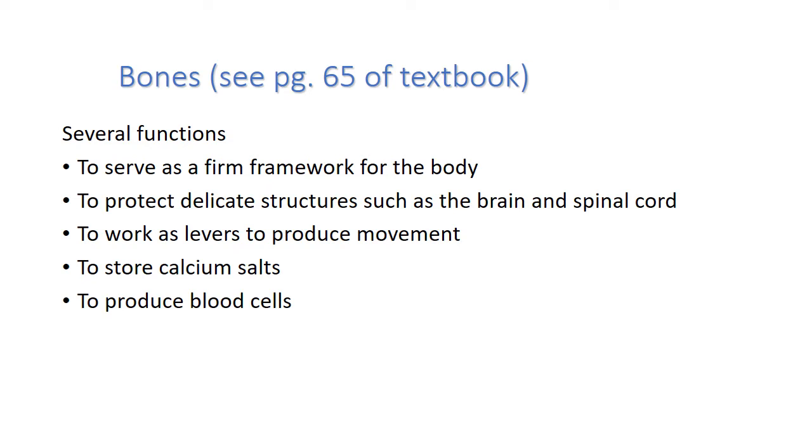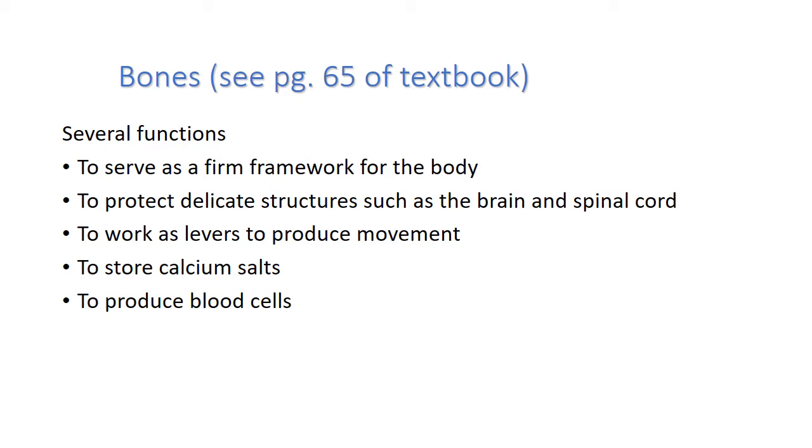Turning to page 65 of the textbook, we can talk about the functions of bones. The firm framework of the body actually supports the organs and prevents certain hollow organs from collapsing on itself. They protect delicate structures such as the brain and spinal cord. We have the cranium that protects the brain and the vertebral column that protects the spinal cord.